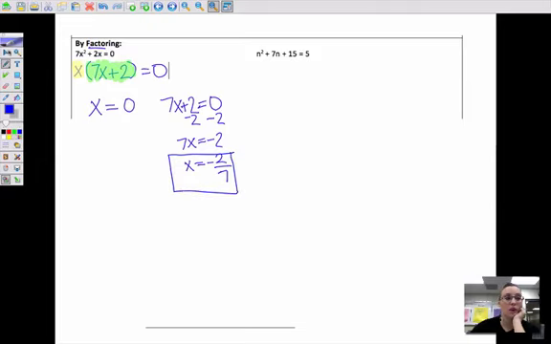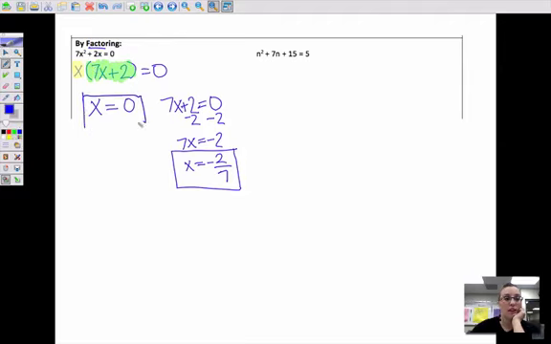So x is either equal to negative 2/7, because that's what would make this term equal 0, or x is equal to 0. Those would be our two factors. Okay. And then also this one here, first of all, I want to remind you, you have to get that equal to 0. You can't use the zero product property unless you have a 0.